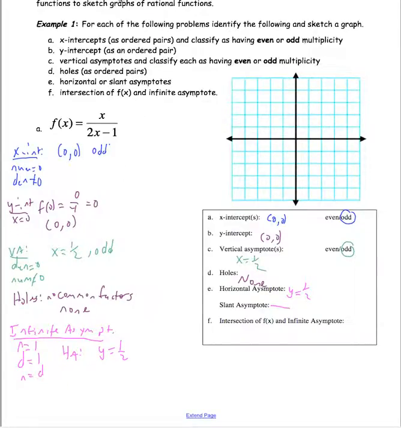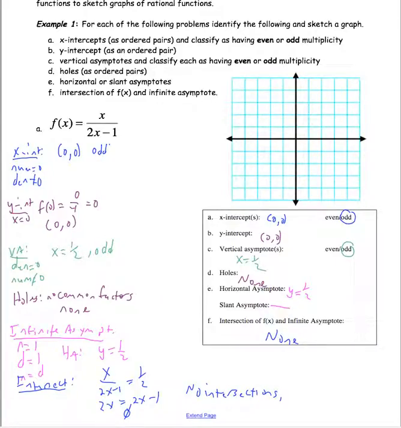And the last thing that we want to determine is, does the graph intersect the horizontal asymptote? To find that, we're going to set the original function, which is x divided by 2x minus 1, equal to 1/2. When we solve this equation, we're going to find out that 2x equals 2x minus 1, which has no solution, so there is no intersection. So we're going to put none. Our graph does not cross the infinite asymptote.